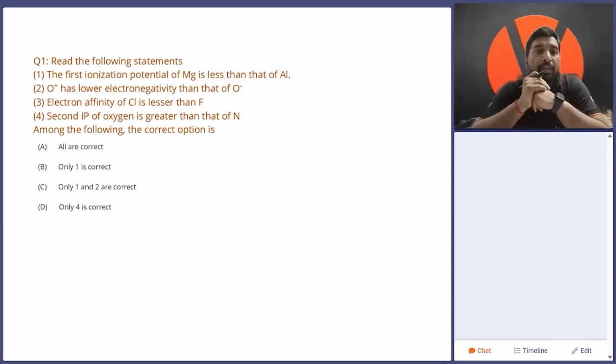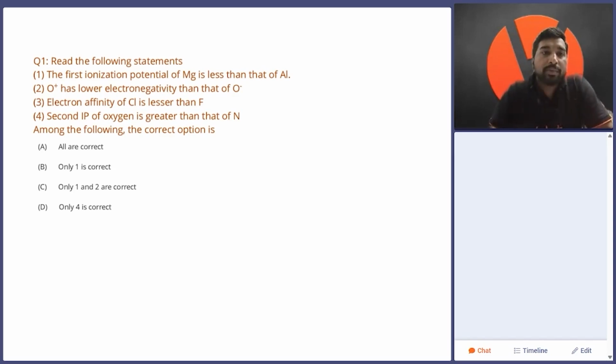Question number 1 says, read the following statements: the first ionization potential of Mg is less than that of Al. The second statement, O plus has lower electronegativity than that of O minus. Electron affinity of chlorine is lesser than fluorine. And the last statement, second ionization potential of oxygen is greater than that of nitrogen. Among the following, the correct options are. So we will discuss one by one.